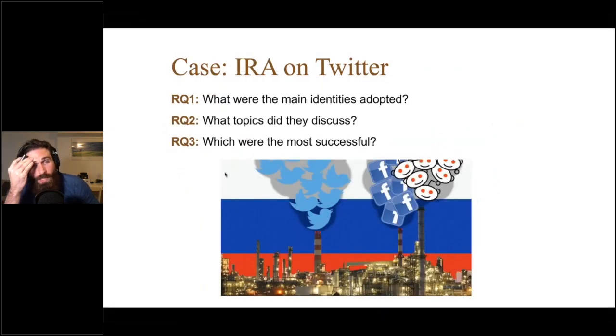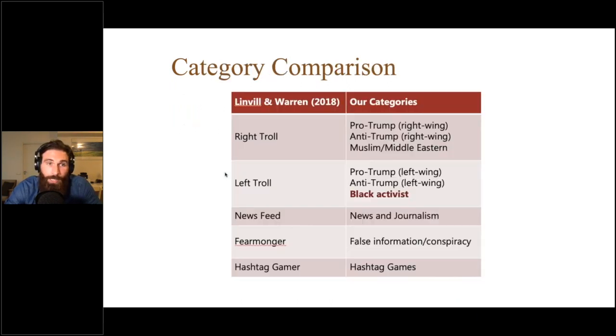So we were interested to see how this mechanism was working in the case of the IRA on Twitter. We were looking at basically what were the main identities that these accounts were adopting, what topics did they actually tweet about, and which ones were the most successful in terms of getting engagement. And that's what I'm going to focus on here.